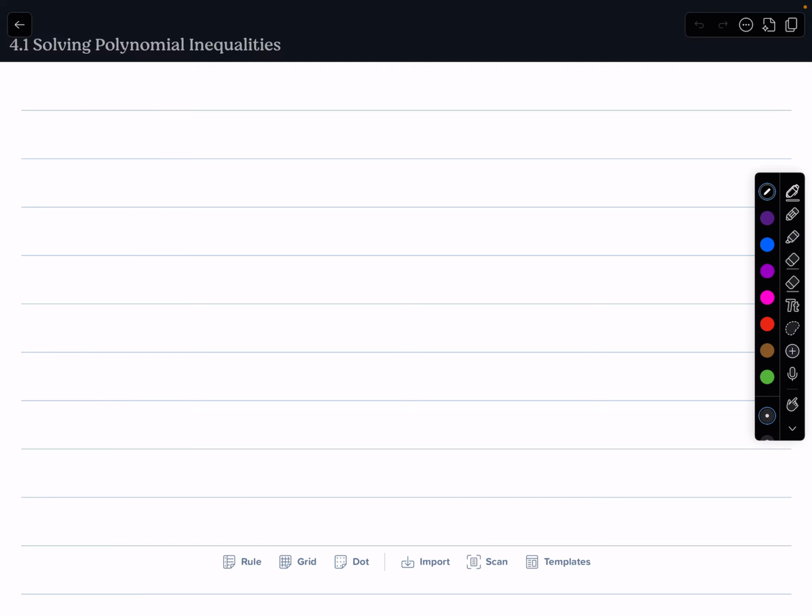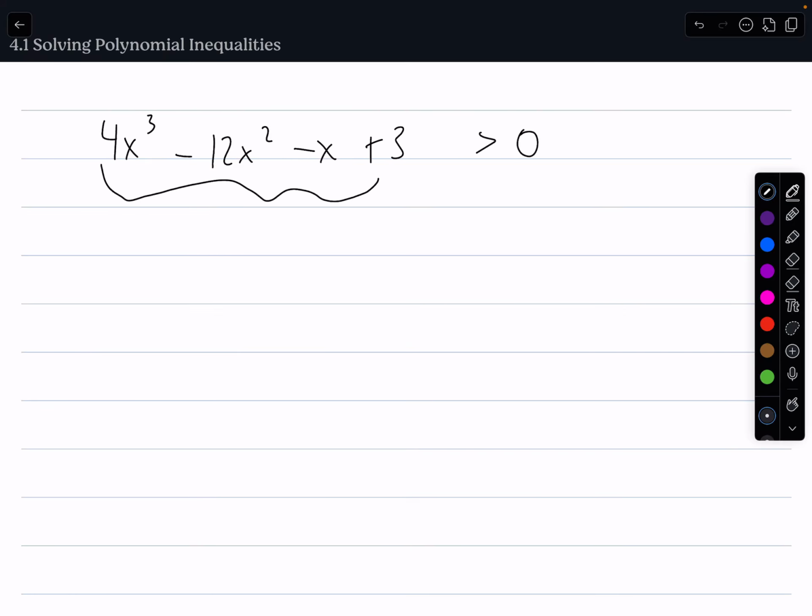So let's say I'm going to give you a polynomial. We all know what a polynomial is. A polynomial is this. So we have the polynomial, and the inequality is this. Now the inequality is always going to say greater than or less than 0, or greater than or equal to or less than or equal to 0. So for this particular question, it's greater than 0.